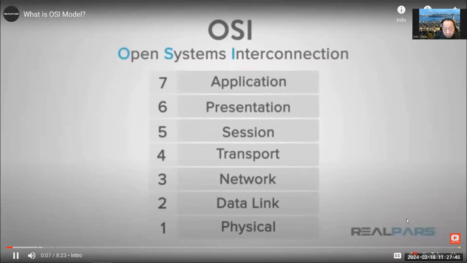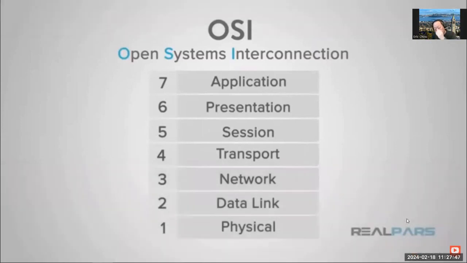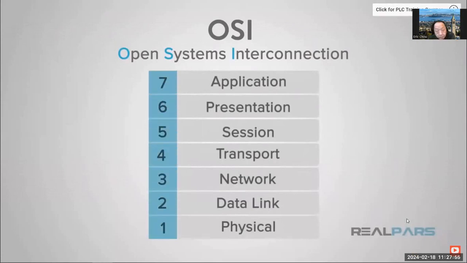OSI stands for Open Systems Interconnection and is a conceptual framework for how applications communicate over a network. There are 7 layers within the model, and the layer's depiction is used to help users identify what is happening within a networking system.